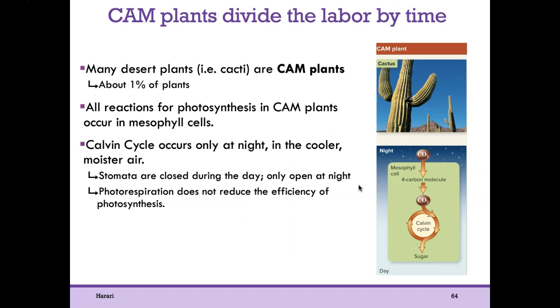CAM plants have adapted differently. They divide up the labor by time. Many desert plants like cacti are CAM plants, and those do all the reactions of photosynthesis in mesophyll cells like C3 plants. However, they only do the Calvin cycle at night. So the Calvin cycle, which requires carbon dioxide, will have the stomata open only at night when there's no dry air that will dehydrate the plants. Stomata are closed during the day when it's very hot out, so there's no water loss. But when the night comes and the heat is a lot lower, the stomata open to allow carbon dioxide in and oxygen out. And photorespiration does not reduce the efficiency of photosynthesis.